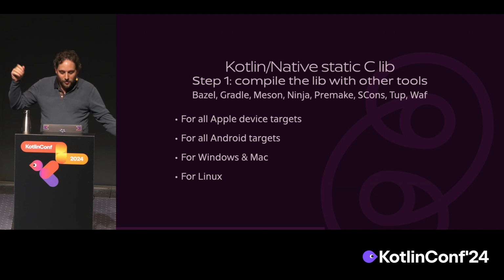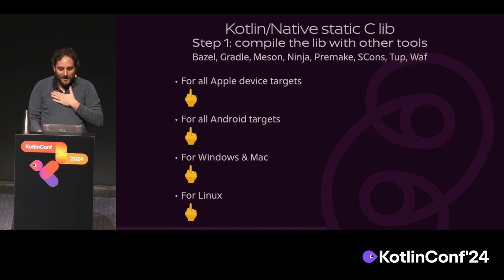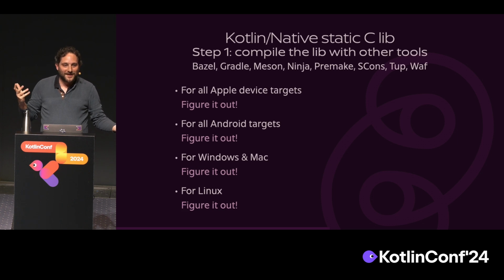So we've seen AutoTools, we've seen CMake. What about Bazel, Ninja, SCons, stop? There's a lot of ways to compile C and C++ code out there. How do you do it? Well, my answer is, why are you bothering me? Figure it out by yourself.